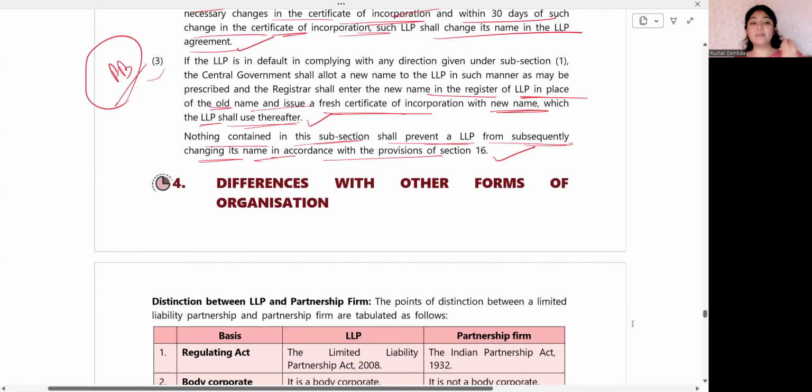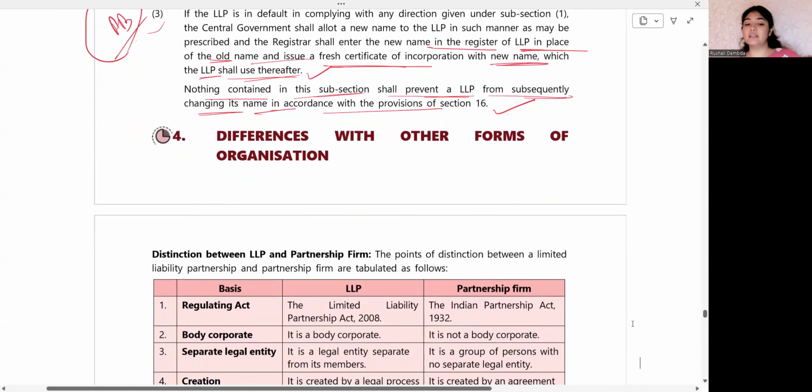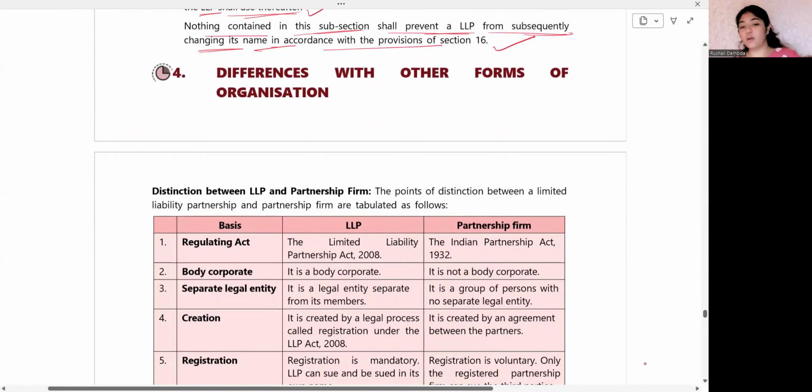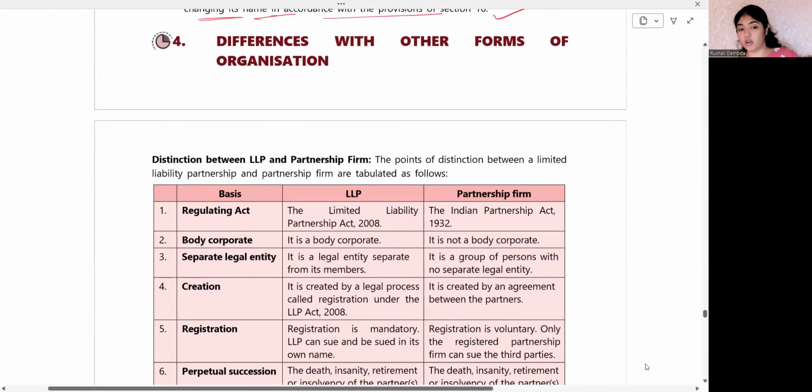We'll see how LLP is different from partnership. First of all, the basic difference is that LLP is governed by the Limited Liability Partnership Act 2008, and partnership is governed by the Indian Partnership Act 1932. Then LLP is a body corporate. Partnership is not a body corporate. You have to remember this. Partnership is not a body corporate.